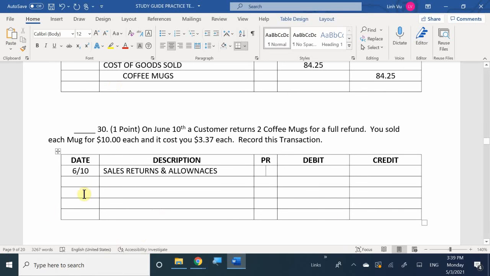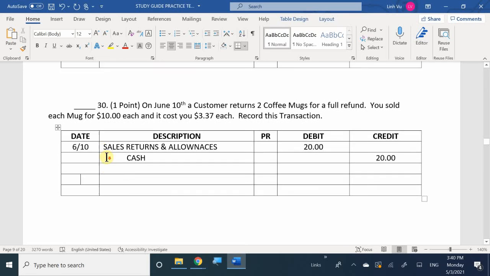And what are we giving back? How did the customers pay us? Cash, right? Not accounts payable, and there's no tax. So in this case, how much of the money am I refunding? $20. Okay. What else do I need to recognize?